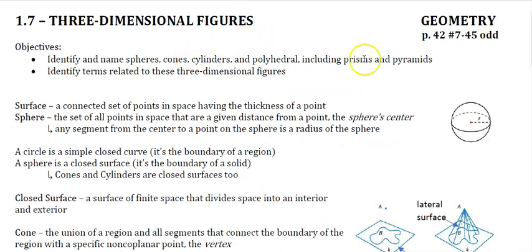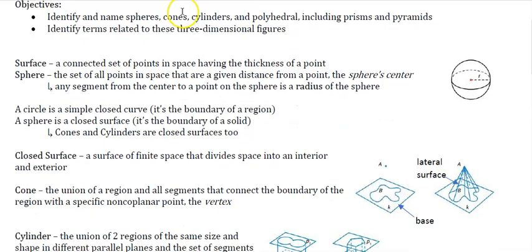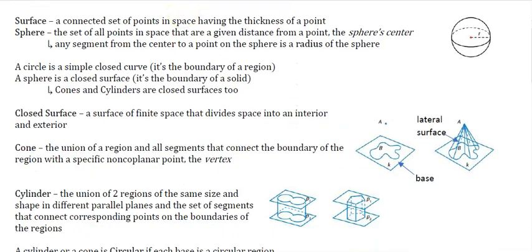All right, today we are on 1.7, three-dimensional figures. Our objectives are to identify and name spheres, cones, cylinders, and polyhedra, including prisms and pyramids, and identify some terms related to these three-dimensional figures. There's a lot that we're going to do with these three-dimensional figures that you've seen for years and years. We're just going to learn some new vocabulary about them.